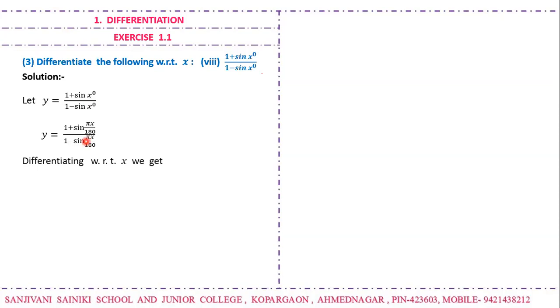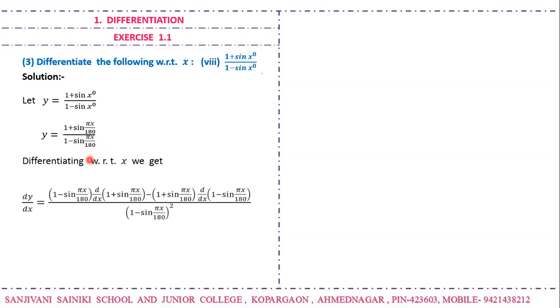Now we will differentiate it. Here there is a quotient u upon v, a division of two functions. So what can we do? We have to use the quotient rule. How to use it? Take the square of the denominator, 1 minus sine pi x upon 180 whole square, then keep the denominator as it is into d by dx of the numerator, minus numerator as it is into d by dx of the denominator. Now the derivative of 1 is 0, and the derivative of sine f of x is cos f of x into f dash of x.